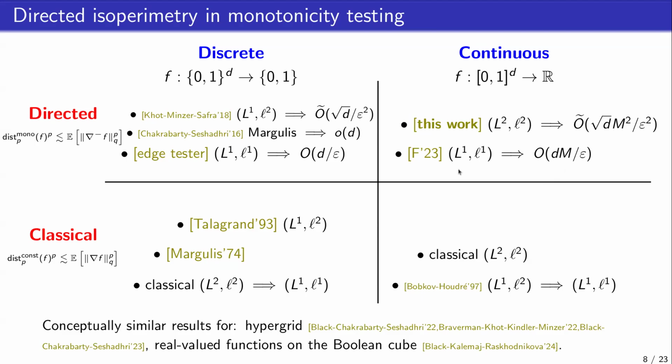Okay, so that's the map, and that's where this work is placed. Let me just say that at least conceptually similar results also hold for the hypergrid and for real value functions on the Boolean cube. So this connection goes even further. Maybe the notation needs to change a little bit to accommodate a more general notion, but for now, let's keep the discussion focused.